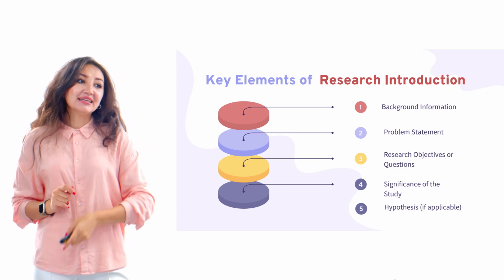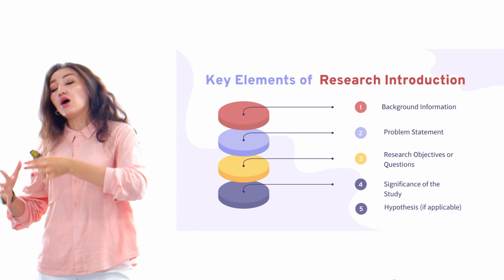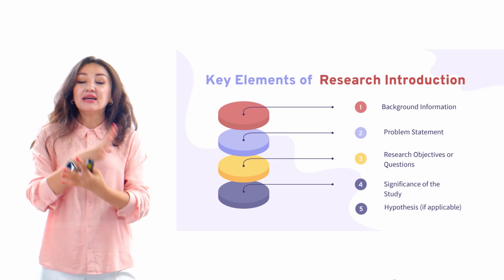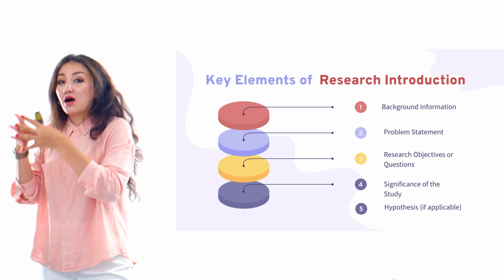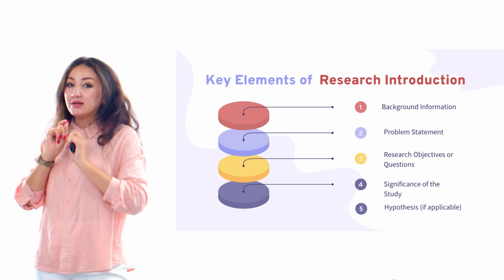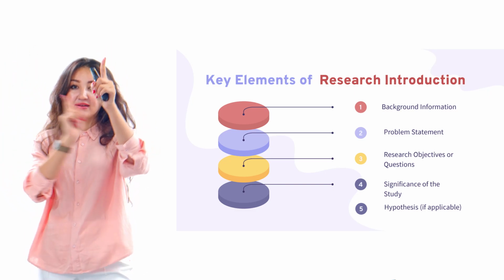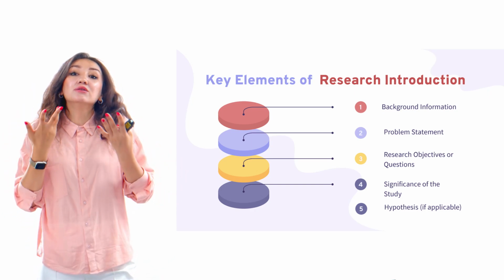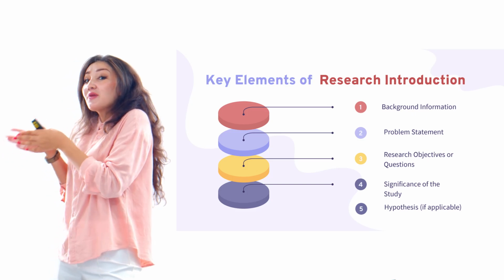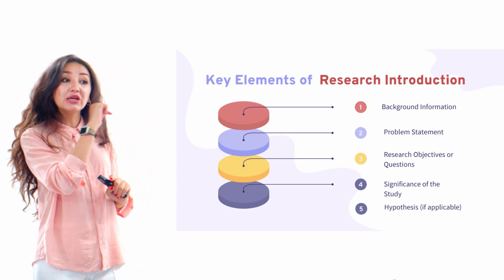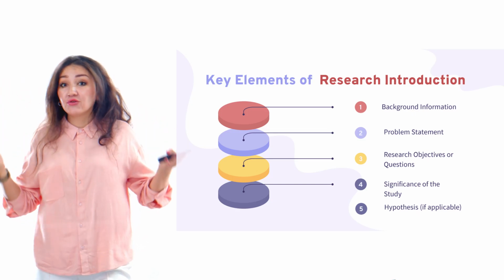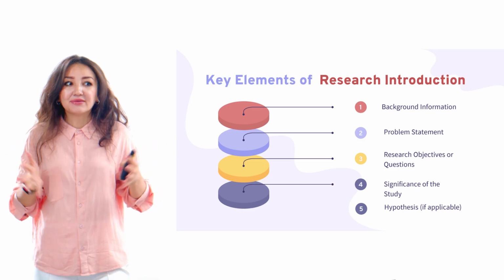Then the next one is research objectives. Based on the problem, you need to develop 2 or 3 objectives. In order to solve this problem, we are going to research this field, that field, okay? Because you want to give a solution, because this problem exists. So that's why you need to give clearly 2 or 3 objectives, or those parts in question form.